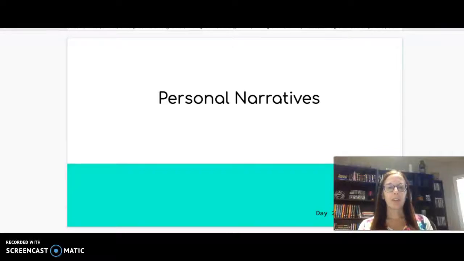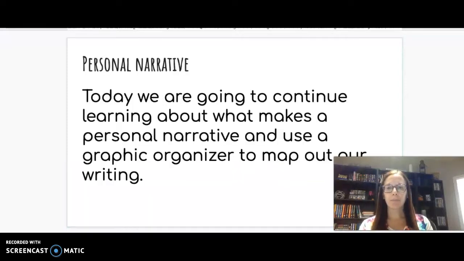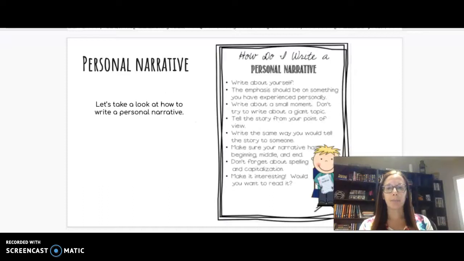All right, third graders. Now it is going to be day 2 of working on writing personal narratives. Today we are going to continue learning about what makes a personal narrative. And today we're going to be using a graphic organizer in order to help us map out our writing. So let's take a look at how to write a personal narrative.